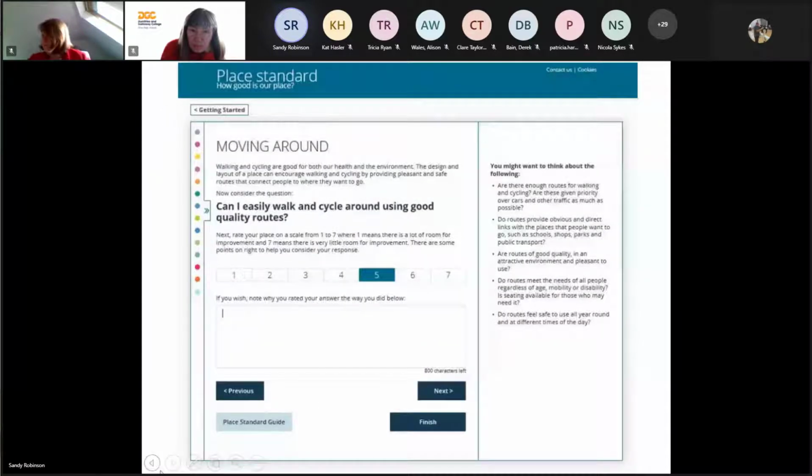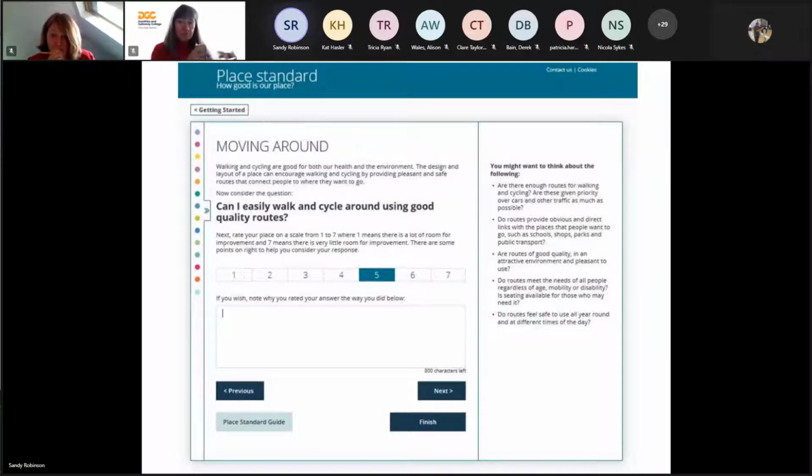What happens is the tool has a scale of 1 to 7, and you're asked an overarching question about that particular theme. So here, this is a screenshot from the online version of the tool. And the question is, can I easily walk and cycle around using good quality routes? You then give that a rating from 1 to 7. You're invited to add some text to that as well to describe the reasons for that, which we encourage people to do, because it is meant to be about conversations rather than just the score output.